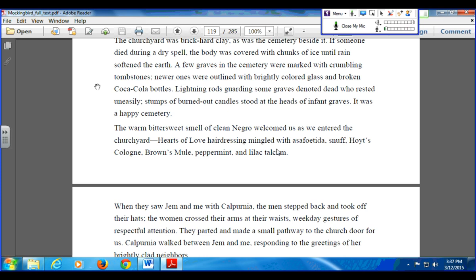The warm, bittersweet smell of clean Negro welcomed us as we entered the churchyard. Hearts of Love hairdressing mingled with asafoetida, snuff, Hoyt's cologne, Brown's Mule, peppermint, and lilac talcum.